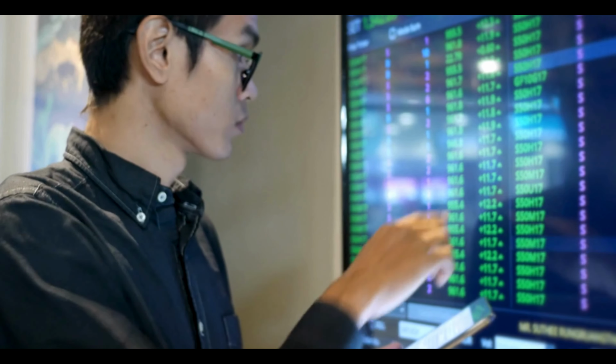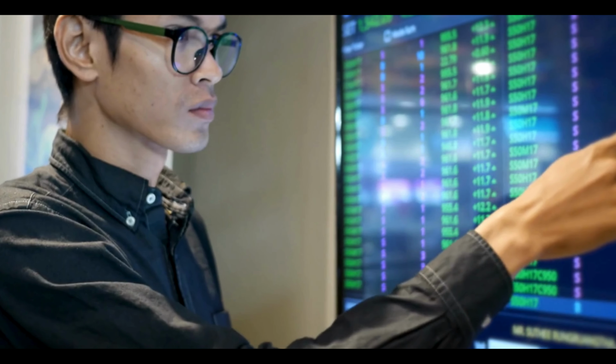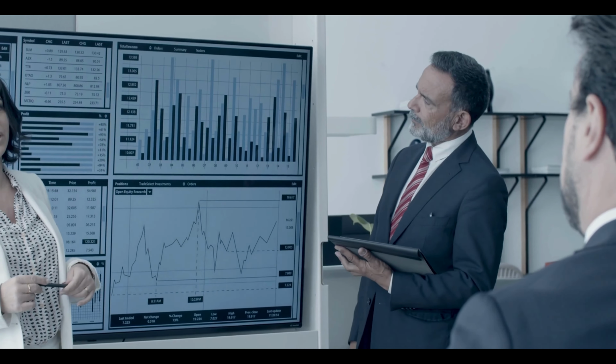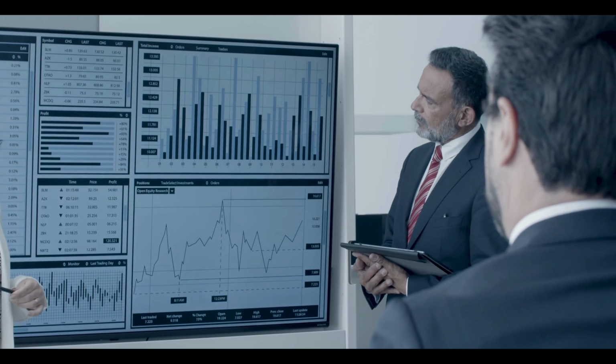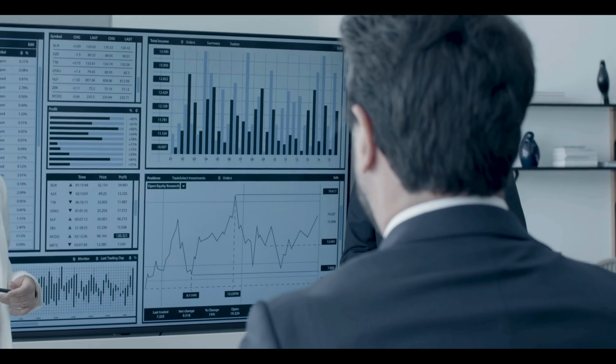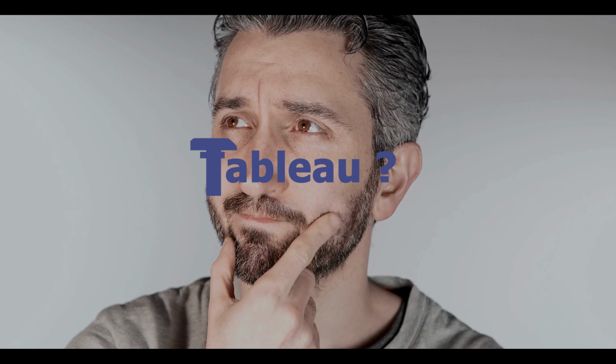Today we are diving deep into the world of data visualization with Tableau. If you are a data enthusiast, business professional, or just curious about how to turn raw data into actionable insights, you are in the right place. So first up, what exactly is Tableau?